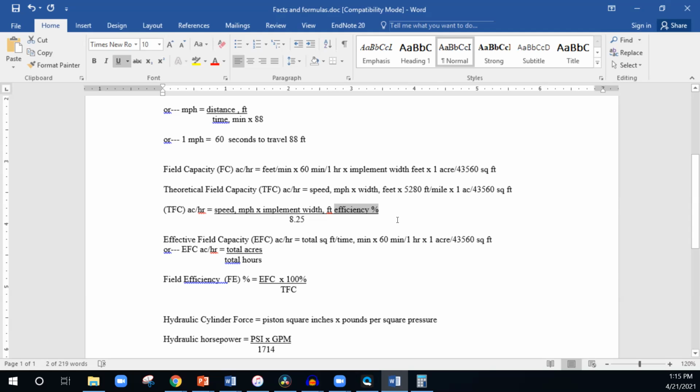So we're saying that we're at a 92% efficiency, meaning that we're going to be making our turns. We're going to have those types of things where we're going to drop our efficiency.